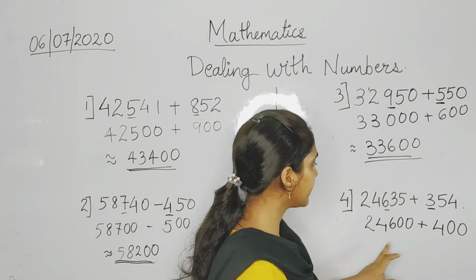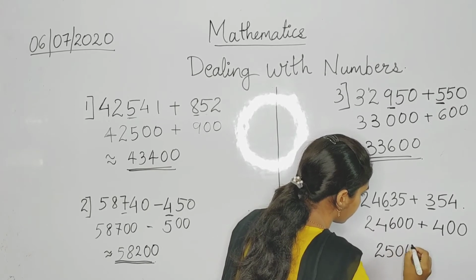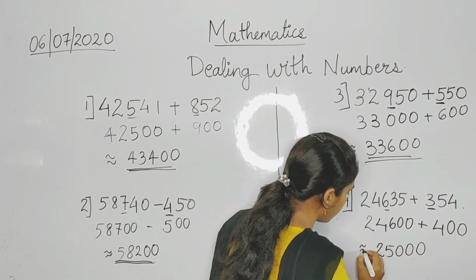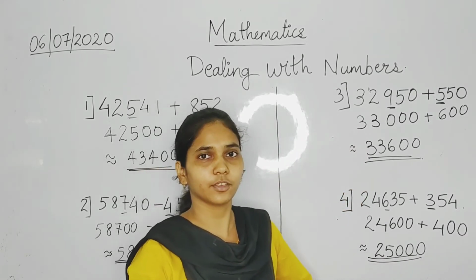24,600 plus 400 gives us 25,000. Okay, so our approximate equal to answer is 25,000. Okay.